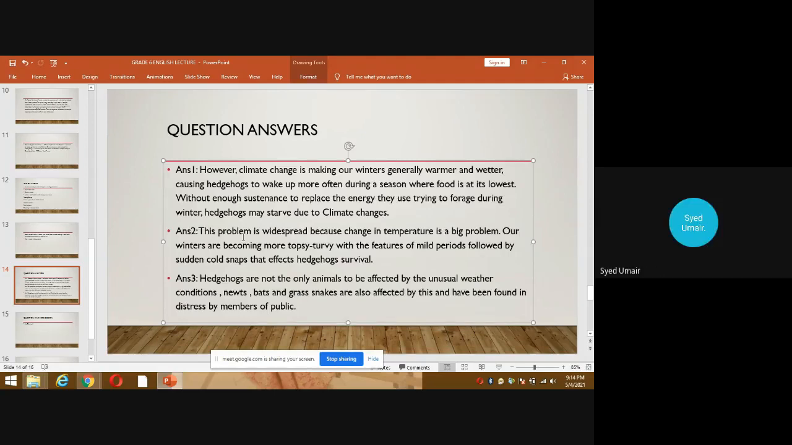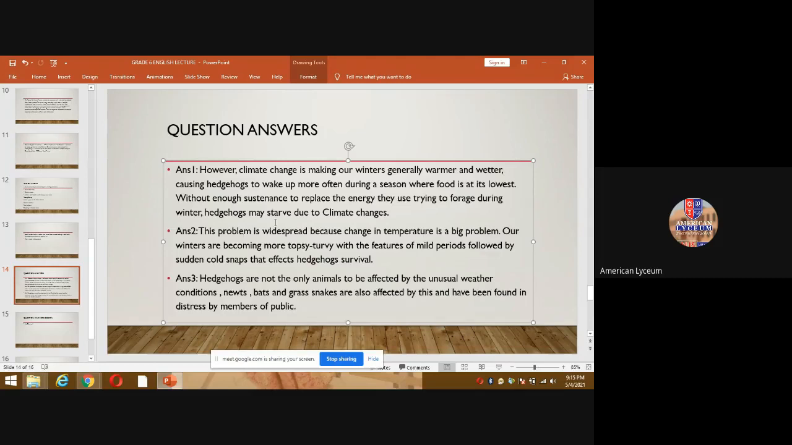Yes. Does the monsoon weather affect the hedgehog? Not monsoon, but winter weather. Because sometimes they come out before their time. Sometimes they come out in the middle of the season when they are not supposed to come out from hibernation. But when they come out, they see a very changed climate or season, like cold snaps or cold waves, and then food is unavailable for them. So they starve and some of them die because of hunger.